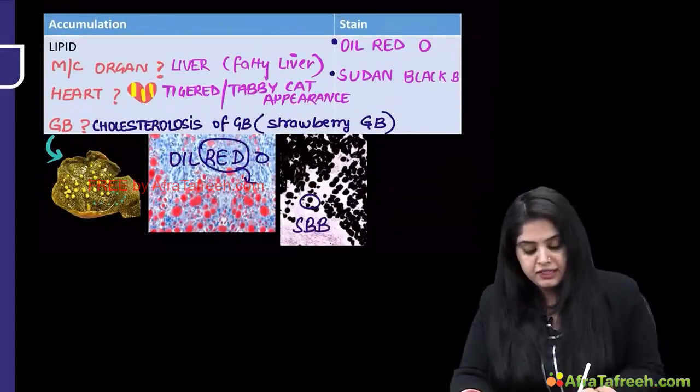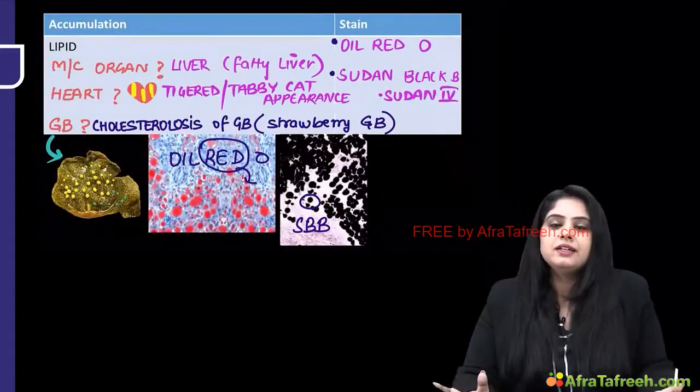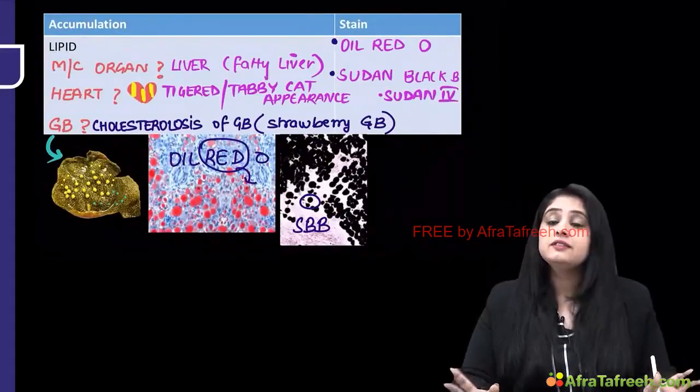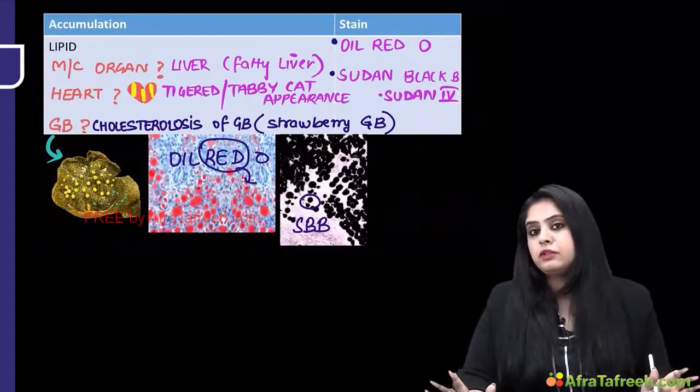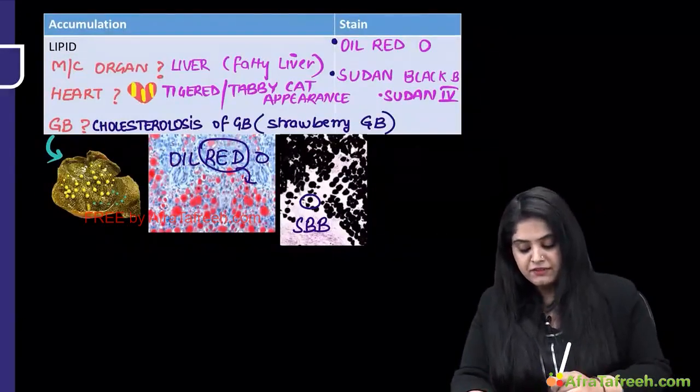In fact, guys, there is another stain which is known as Sudan 4, which gives an orange color. If you can learn this extra information, excellent. Otherwise, oil red O and Sudan black B, you have to learn. That is for lipid, what you had to know. I hope everyone's understood. The last thing that we have is to do with calcium.